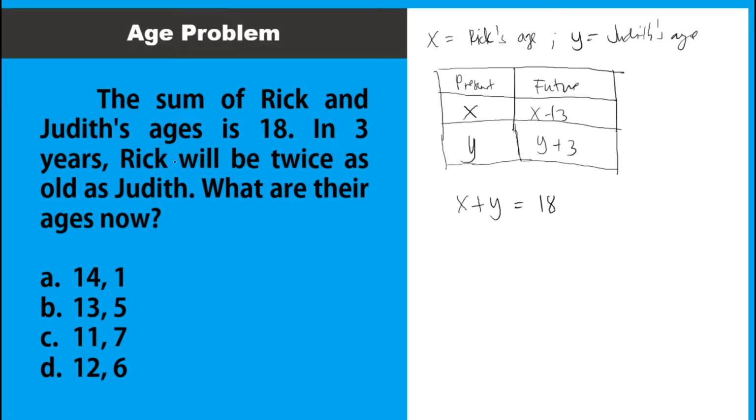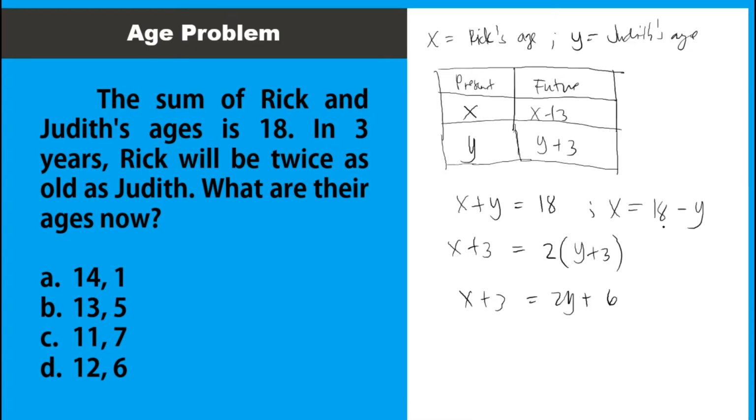Rick will be twice as old as Judith in 3 years. So Rick in 3 years is X plus 3, and that is equal to twice as old as Judith, twice Y plus 3. This is very important: you use the future conditions. So X plus 3 equals 2Y plus 6. From the first equation, X is equal to 18 minus Y.